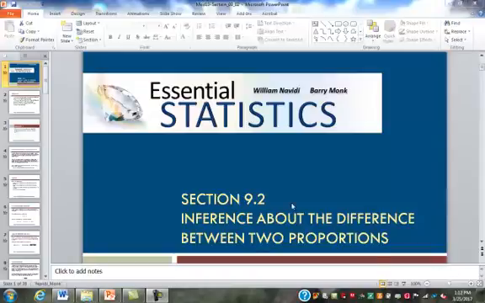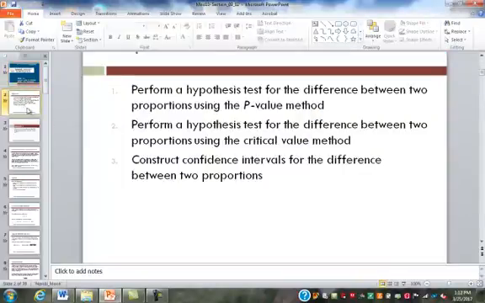Okay, so our second section here, we're going to be looking at the inference about the difference between two population proportions. And remember, when we're dealing with proportions, we're always dealing with a z-test. So that makes things a little bit simpler for us.